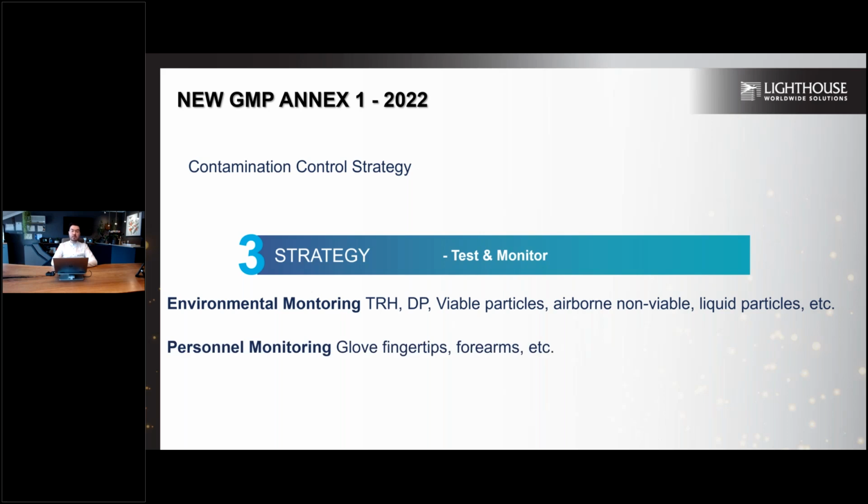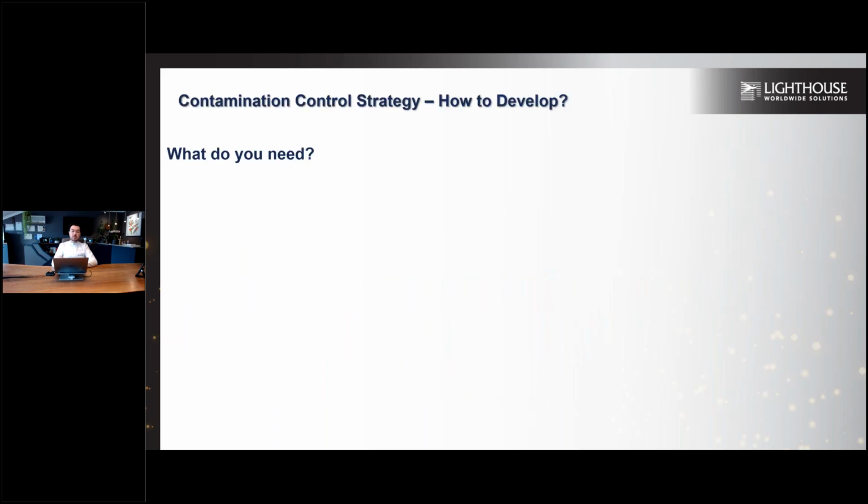And personnel monitoring: glove fingerprints, forearms, etc. So whatever is required to monitor your personnel within the sterile or non-sterile room, you will have these measures in place. Testing: sterility testing, bioburden, filter integrity testing, lethality, or any sort of process-specific testing has to be included into this strategy as well. So what do we need to develop our contamination control strategy?